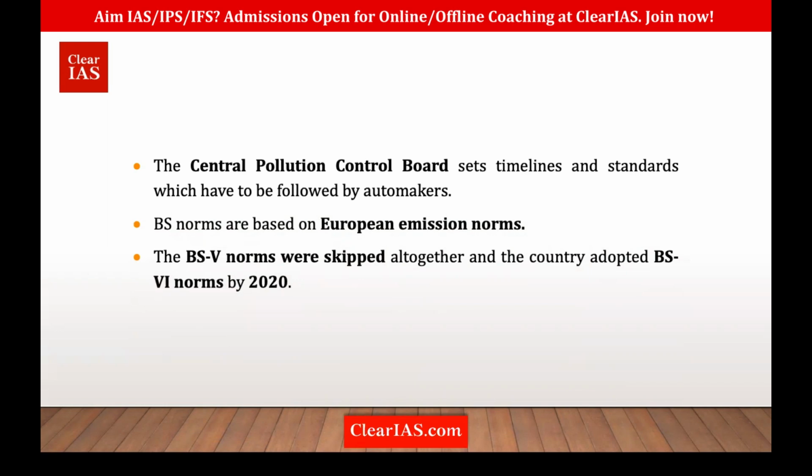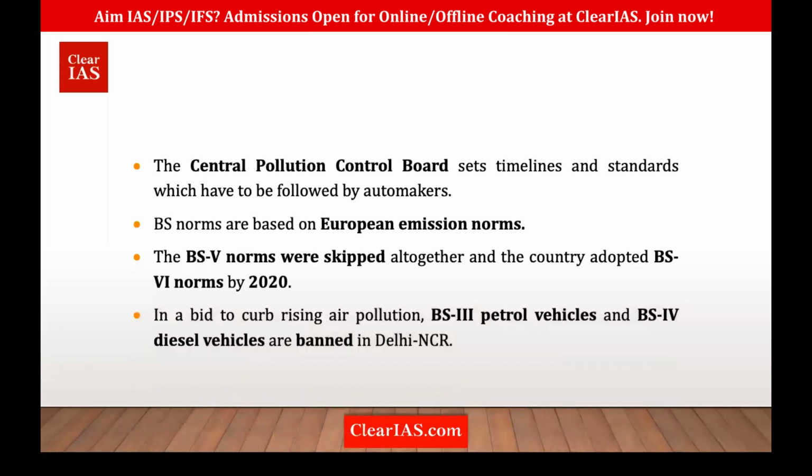So these are the latest norms. According to the latest standards, we are following the BS6 norms. And they tried to curb the pollution. In the Delhi and NCR region, BS3 vehicles and BS4 diesel vehicles are actually banned in order to curb the pollution. So that is CPCB, and it is based on European emission norms. BS5 norms and BS6 norms are there, and we have skipped the BS5 norms. So we had BS4 earlier, and after that we adopted the BS6 norms.